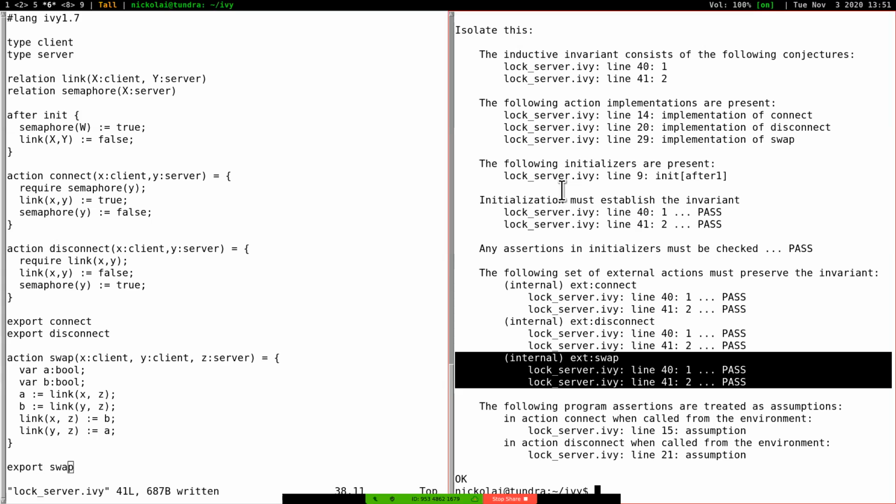Yeah. Okay. Ivy also does have liveness verification. Thanks. Yeah, I knew I was going to be bitten by that. It's not completely general, but it does something fairly sophisticated where it reduces liveness to safety. Huh? What does that mean? Some sort of model checking thing that I don't understand.